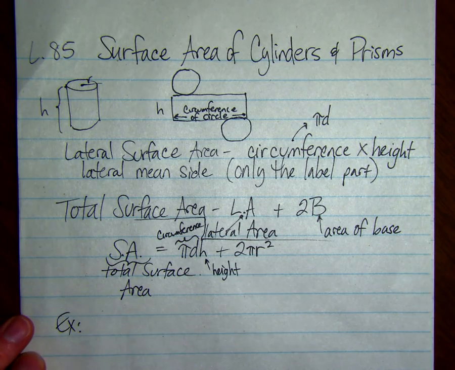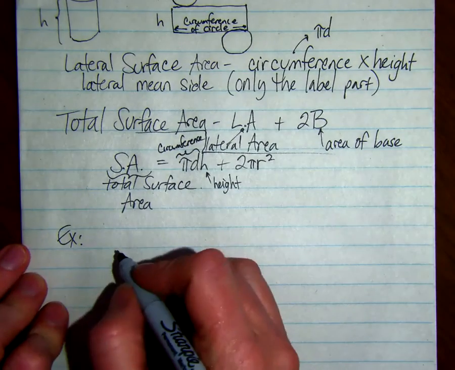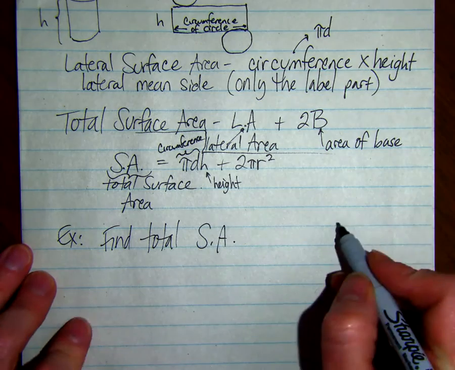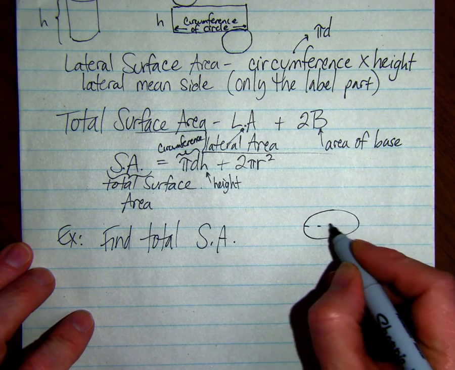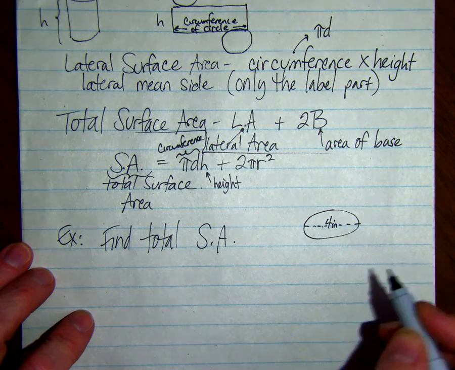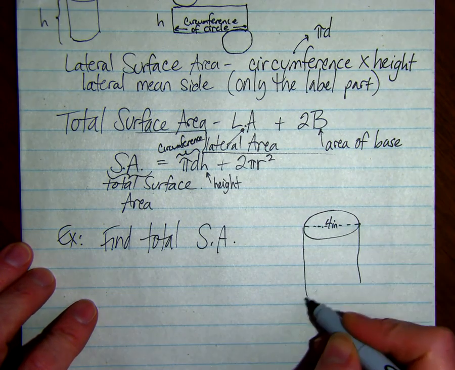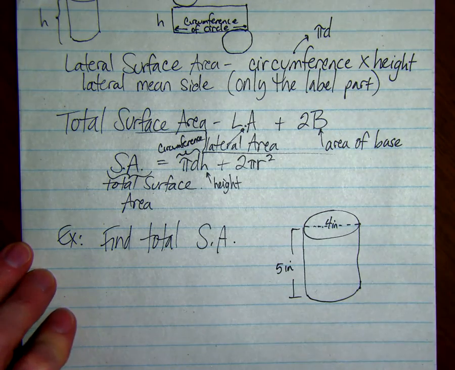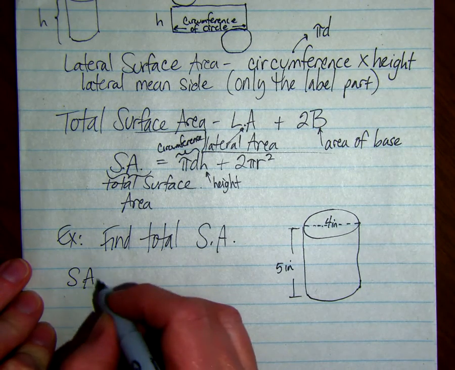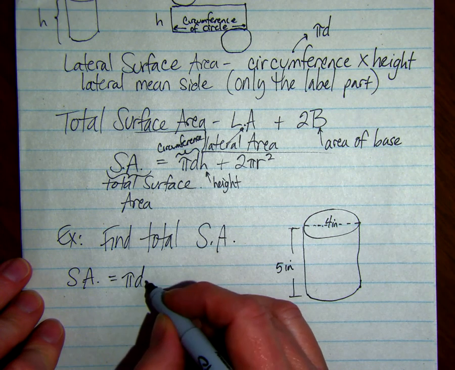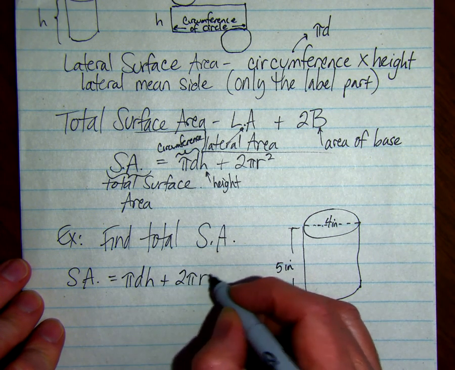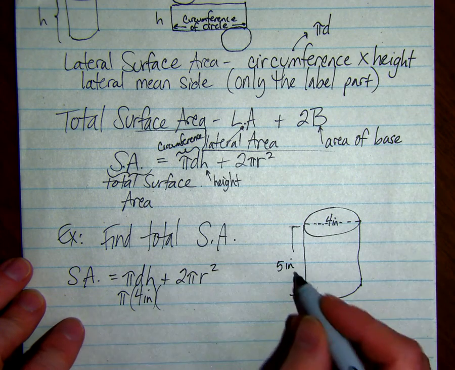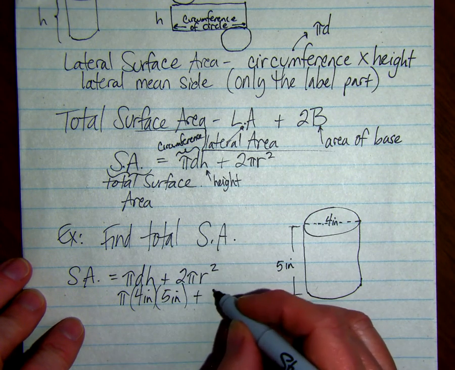So here's an example of a cylinder total surface area. Find total surface area. So here's our cylinder. We're going to have the diameter equal to 4 inches. The height is 5 inches. So we take our formula, equals pi times diameter times height plus 2 times pi times the radius squared. So we have pi, the diameter is 4 inches, the height is 5 inches, plus 2 times pi.